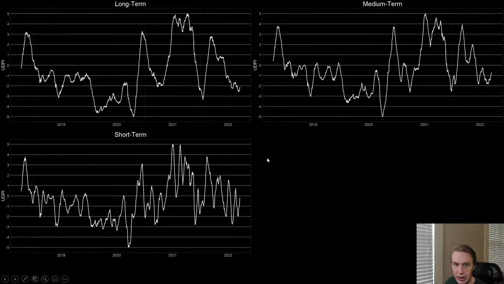Now, I do want to show the other time frames of the UDPI as well. So I was showing you the long term, which cares about moves that play out over months to years. Medium term is weeks to months. Short term is days to weeks.